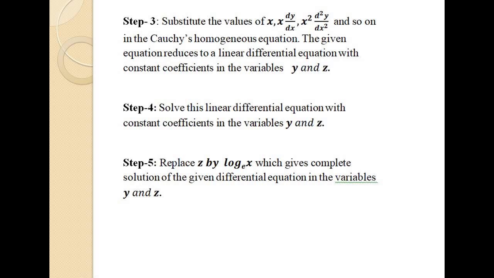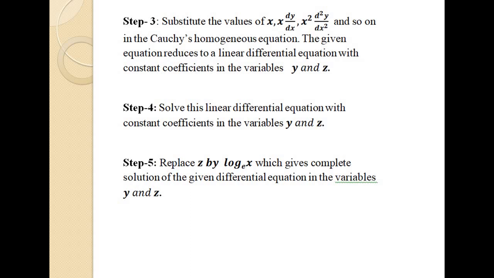Because we know how to solve it, we will be solving it, but the solution will be in terms of y and z. But we require the solution in terms of y and x. Our aim is to solve the Euler Cauchy equation. It is in terms of y and x. So we have to write the solution also in terms of y and x.